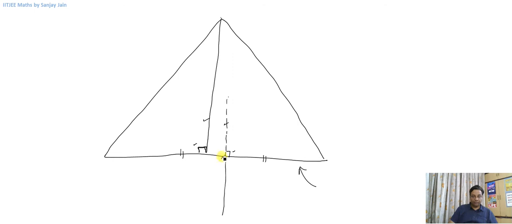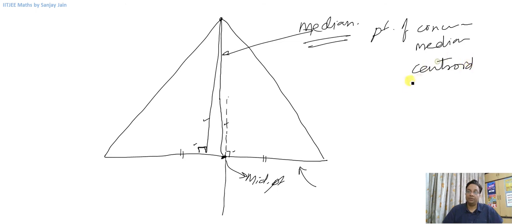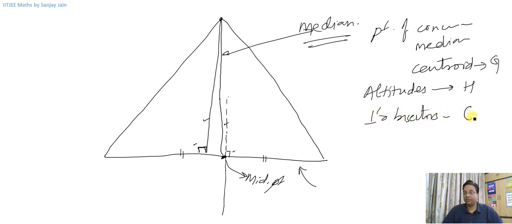So what is this point? This is the midpoint of the base. If I join this midpoint with this vertex here, what will be this line? This line here is the median. By now we know that the point of concurrency of medians is known as the centroid. The point of concurrency of altitudes is known as the orthocenter, and the point of concurrency of the perpendicular bisectors is known as the circumcenter. Let us denote it by O.